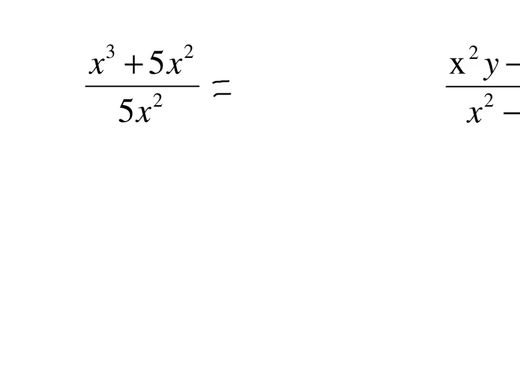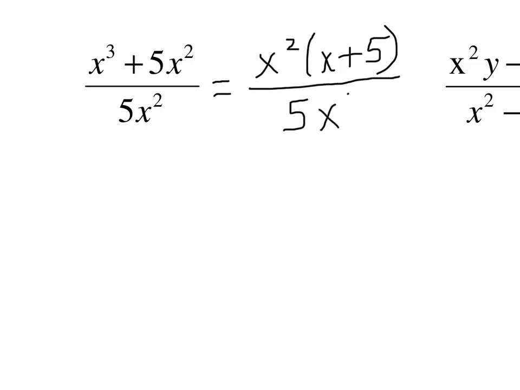So our common factor in the numerator is x to the smallest exponent present. When you factor that out, you are left with x plus 5. So now we have two factors in the numerator, and our denominator is 5x squared. We can cancel this factor of x squared with this factor of x squared in the denominator.